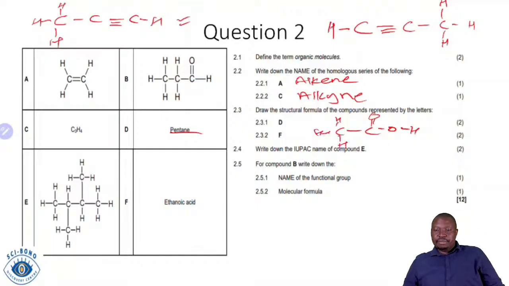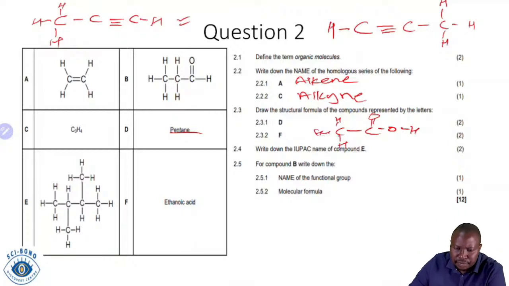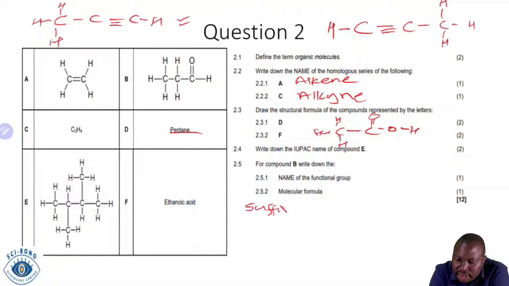Write down the IUPAC name of compound E. So look at compound E there. We did that. Remember, we said you will first look at the suffix when you are naming. This is how you name. Let me take you through the process. You will look at the suffix. What will give you the suffix is the functional group. So you will say what is the functional group here, and then you move from the suffix. You go for the longest carbon chain. So you're going to look for the longest carbon chain. Then you're going to look for the prefix.